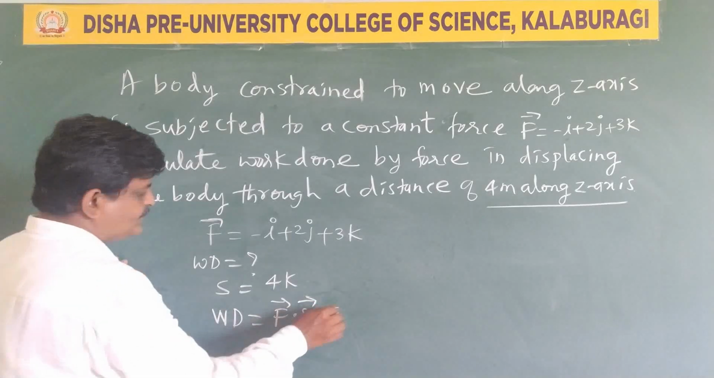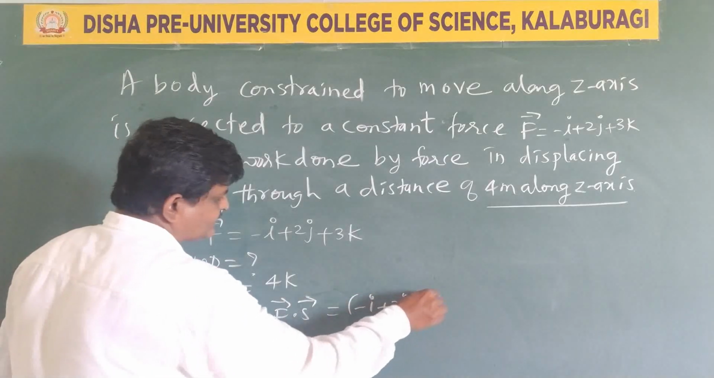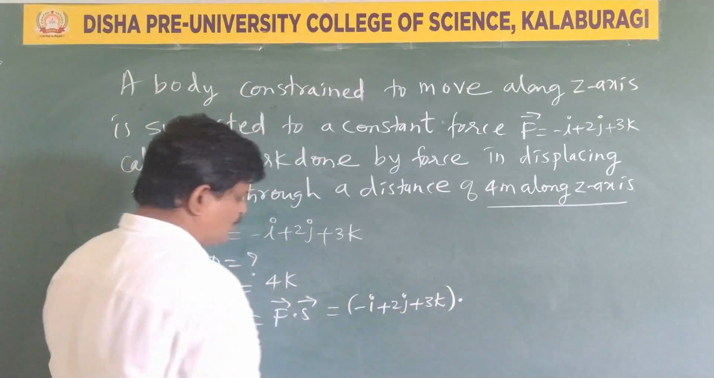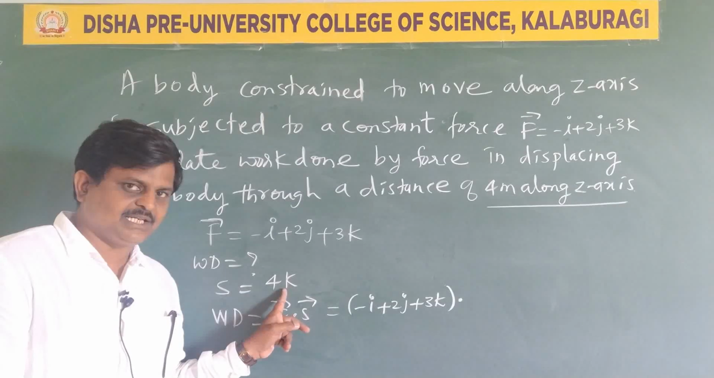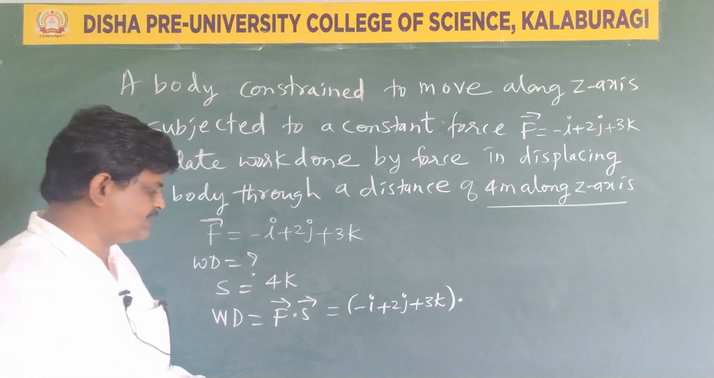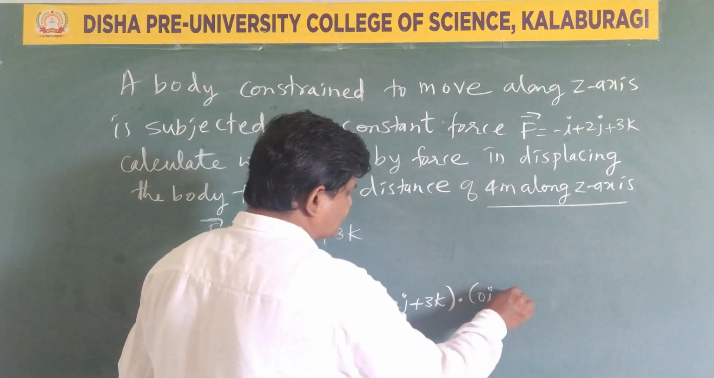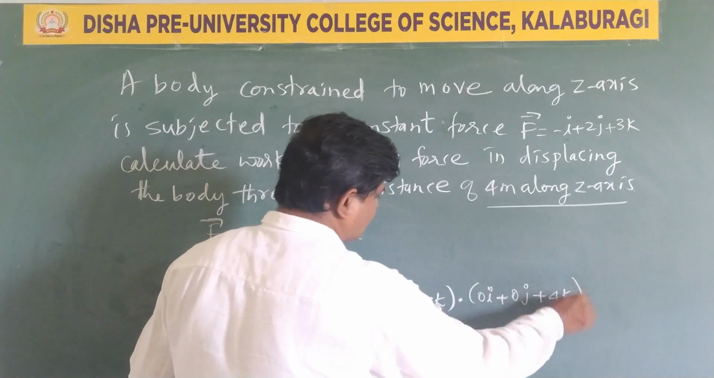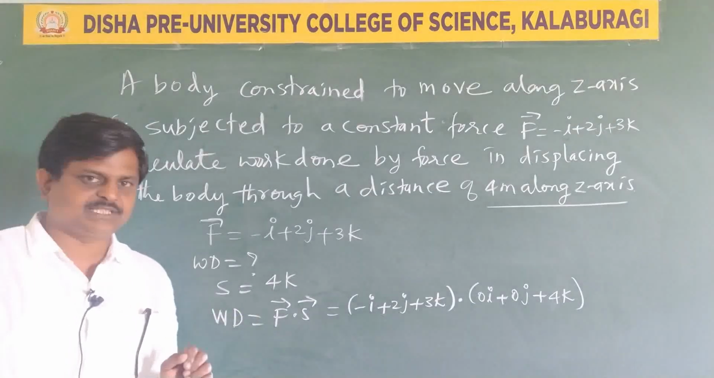Right. So the force is minus i plus 2j plus 3k. Now what is the displacement vector? It has only its coordinate along z. What about the x and y coordinates? They are absent; in the sense, take them as 0. That is 0i plus 0j plus what? 4k. This will help you to find the dot product rather easily.